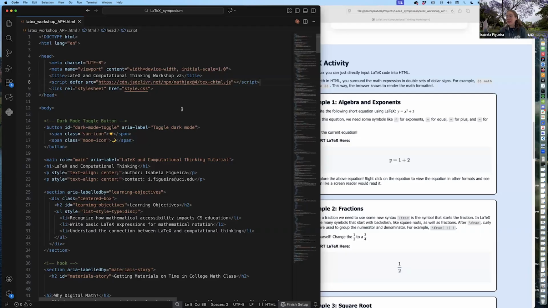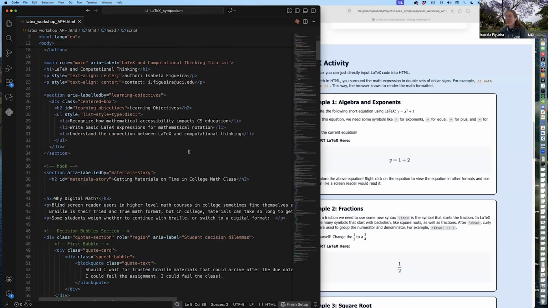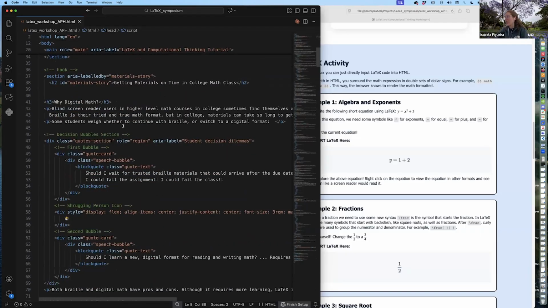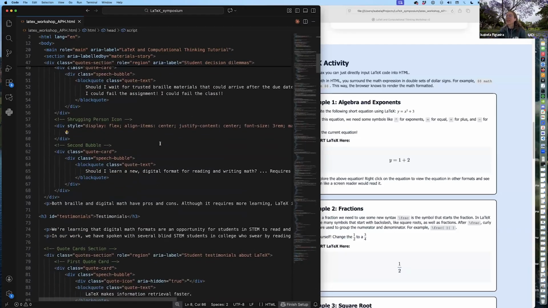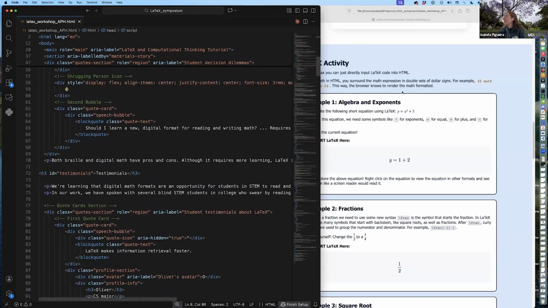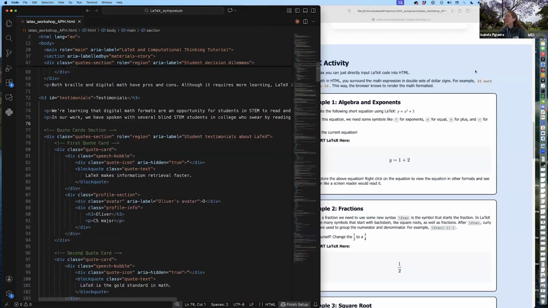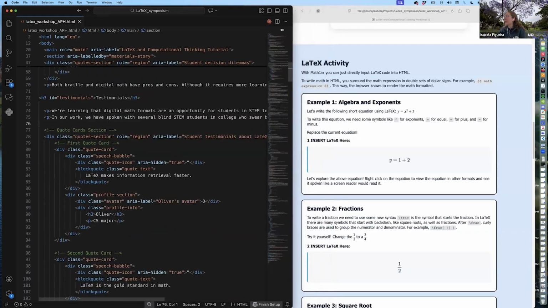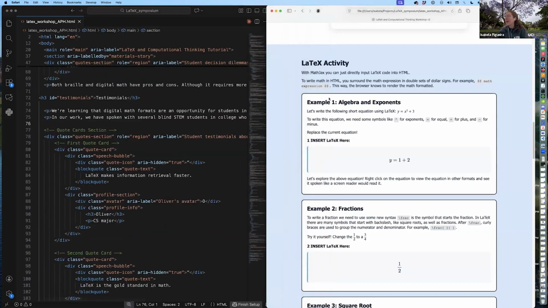And then later in the HTML file, we just write some LaTeX in the way that I'm going to show you, and it's just going to make some pretty looking math equations. So let's try the first example. Let me make this smaller. All right. So to write math in HTML, we surround that math expression in a double set of dollar signs. So for example, dollar, dollar, and then you put a math expression and then another dollar, dollar. And this way the browser knows that we're going to render math on the browser.